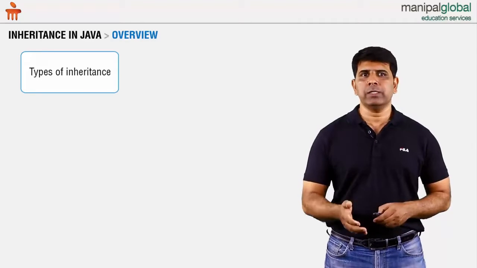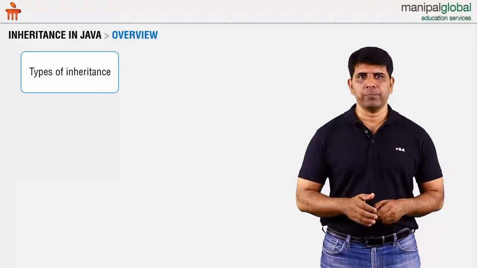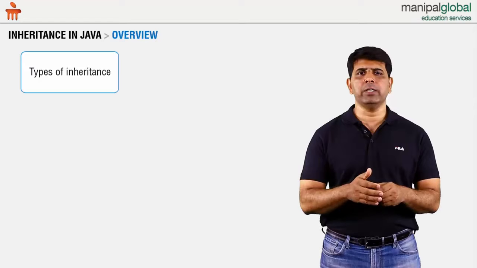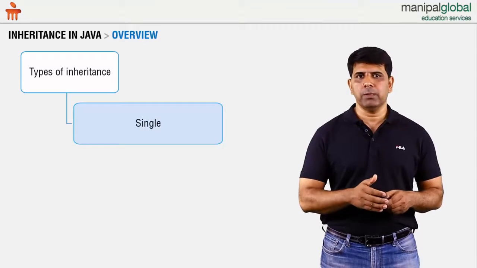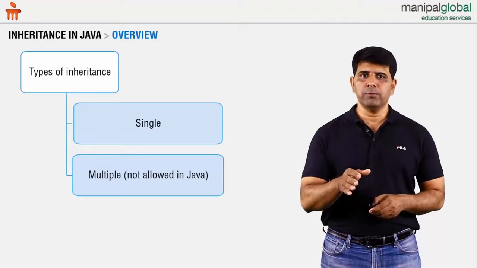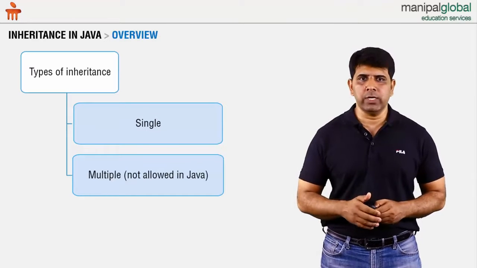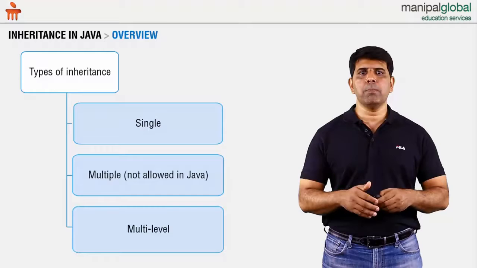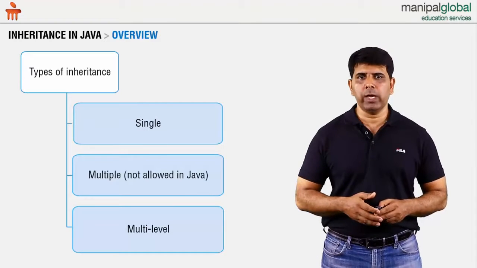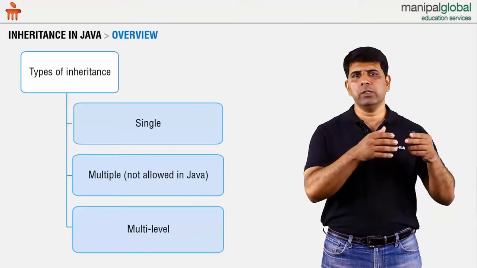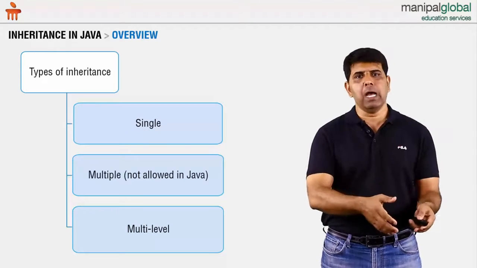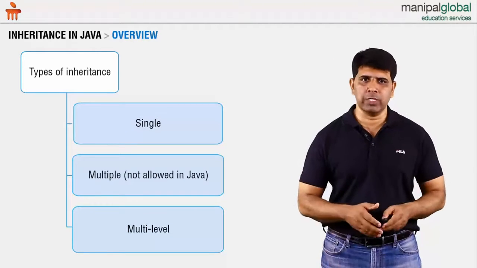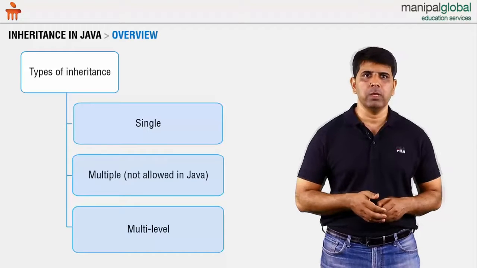Let's see what the types of inheritance are. Inheritance can be divided into many different types. Number one is single. Number two is multiple, which for certain reasons is not allowed in Java. There is also multi-level inheritance, where the inheritance is flowing from one base class to a subclass. The subclass acts like a superclass and flows that inheritance downwards.